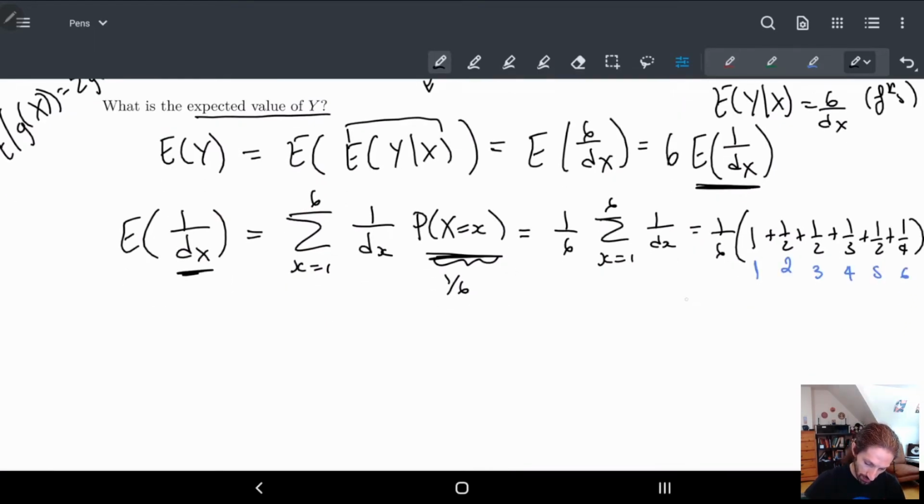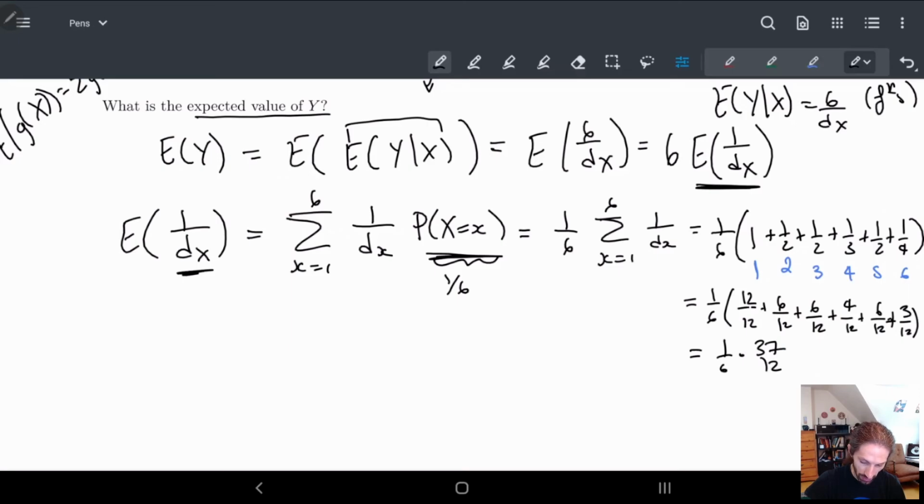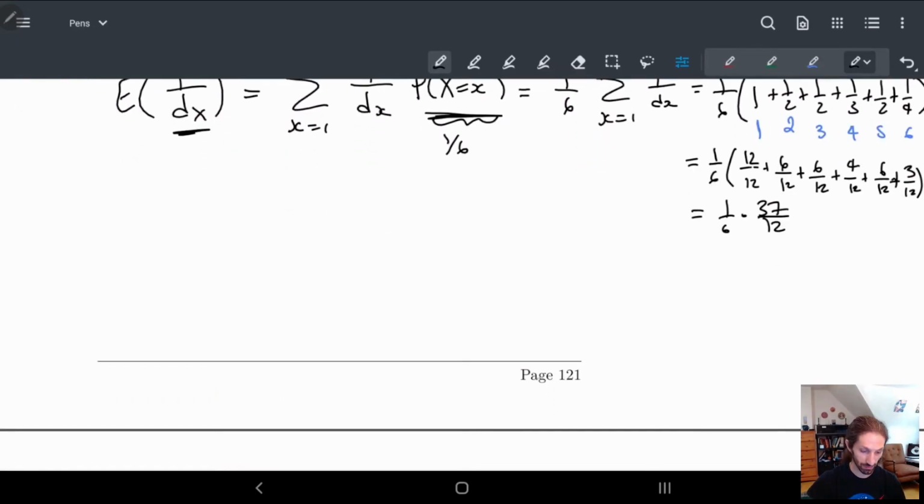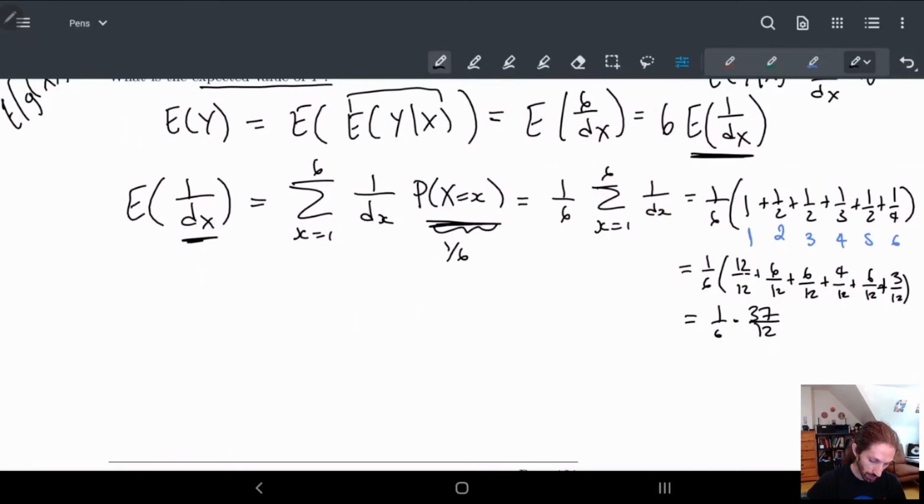To solve this, we're going to have to use a common denominator so we can add, and here the common denominator is 12. We end up getting something like this. If we sum all of these together, we get 37 over 12. I'll leave it like this for now, and we'll see in a few minutes why I'm leaving it like this. So let's go back and solve E of y.